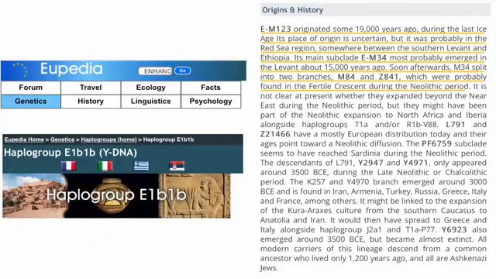According to the webpage Eupedia titled E1b1b, it reads, "E-M123 originated some 19,000 years ago during the last ice age. Its place of origin is uncertain, but it was probably in the Red Sea region, somewhere between the southern Levant and Ethiopia. Its main subclade, E-M123, most probably emerged in the Levant about 15,000 years ago. Soon afterwards, M34 split into two branches, M84 and Z841, which were probably found in the Fertile Crescent during the Neolithic period."